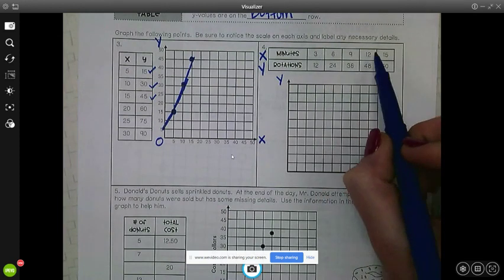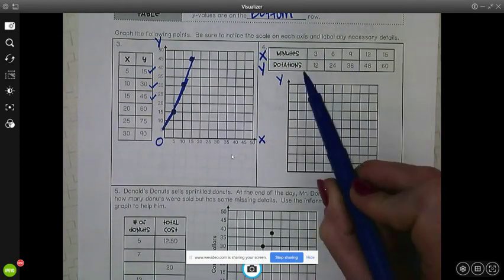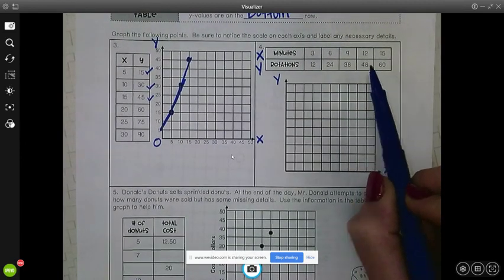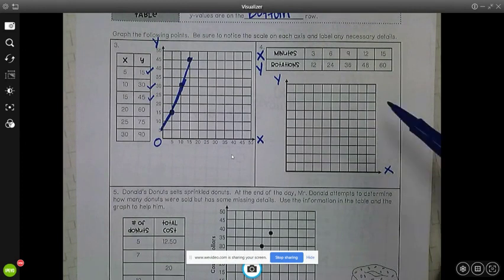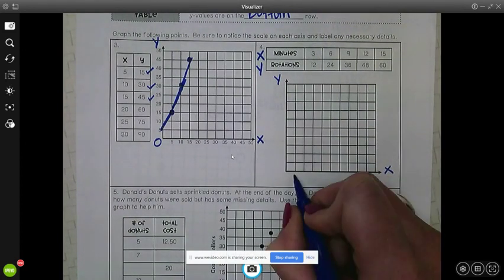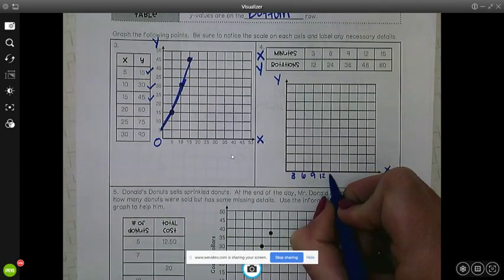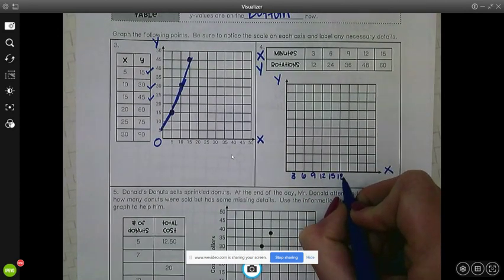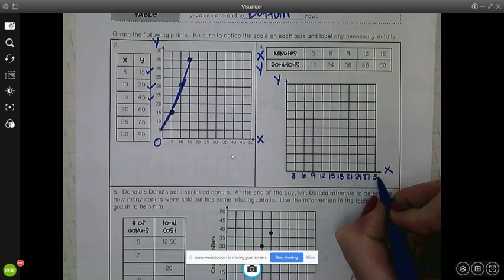So over here, it's increasing by 3. And if you look down here, these are all multiples of 3. So we can still use 3 on both, which will probably not allow us to plot all of our plots, and that's okay. So what we're going to do is we're going to go 3, 6, 9, 12, 15, 18, 21, 24, 27, and 30 on our bottom.